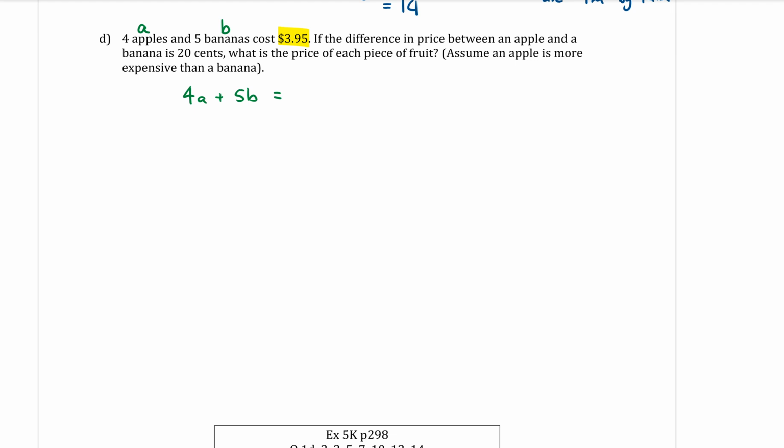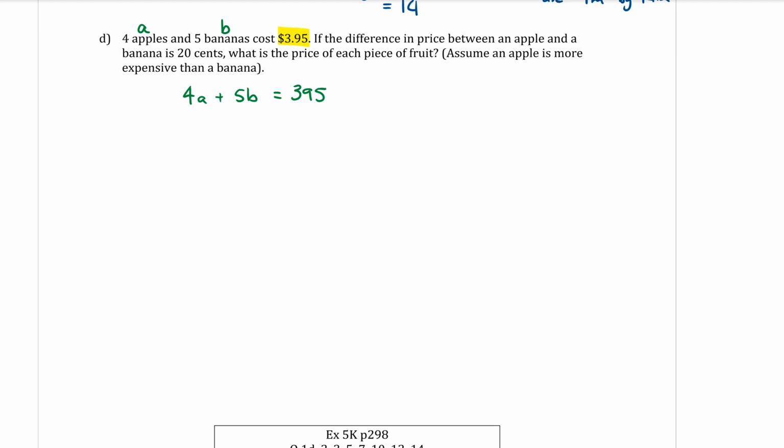Now, I've paused there for a minute. $3.95, we don't normally like to have decimals in our equations. So you can change that into cents, which will make your equations a bit nicer to use. So I'm going to put in there 395. If you do it in dollars, that's okay, but you'll just have some not so pleasant numbers to work with at times.